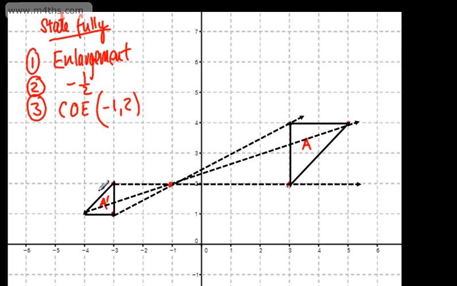We're doing A to A dash. So there we go. State fully the single transformation that maps shape A to A dash. I've used those broken lines or the guidelines. I've found where they meet, and all we've done is located the centre of enlargement from there. So there we go. That is scale factor enlargements given a centre of enlargement. We've looked at applying them and also naming them.